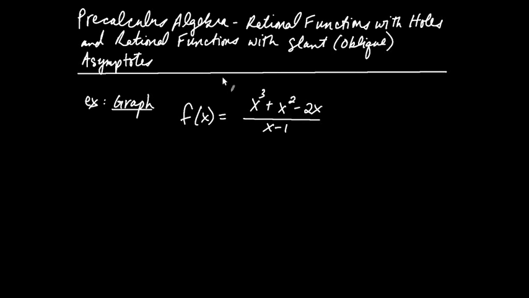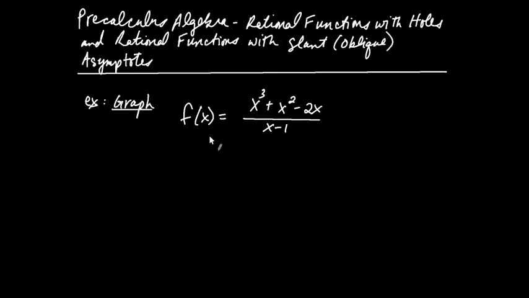In this precalculus algebra video, we're going to study rational functions with holes and rational functions with what are called slant asymptotes. Now, slant asymptotes are also called oblique asymptotes. So why don't we start off by graphing this rational function that has a hole in it, as we're going to see.